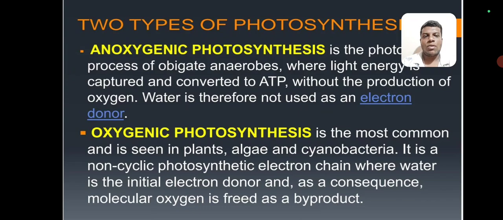Oxygenic photosynthesis is the most common and is seen in plants, algae, and bacteria. It is a non-cyclic photosynthetic electron chain where water is the electron donor, and molecular oxygen is released as a byproduct.